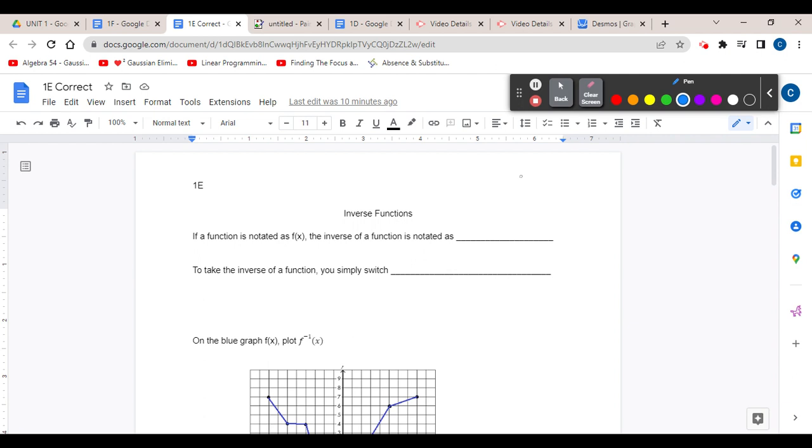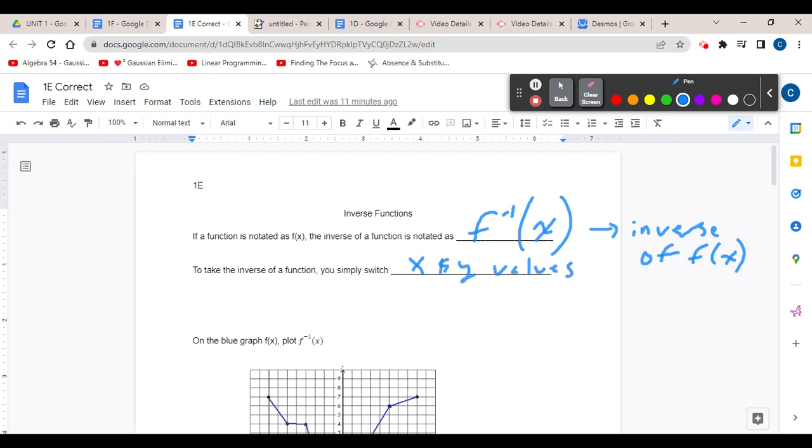So if a function is notated as f of x, the inverse is just notated f of negative 1 of x. That just means the inverse of f of x. Now, in practicality, to find the inverse of a function, all you're doing is switching your x and y values, just switching the x and y values.